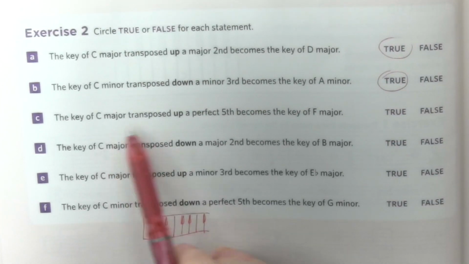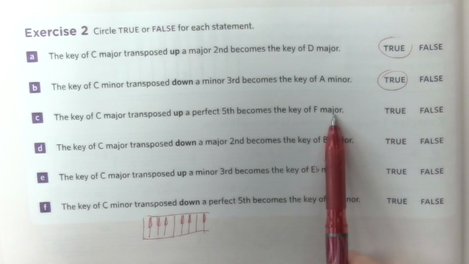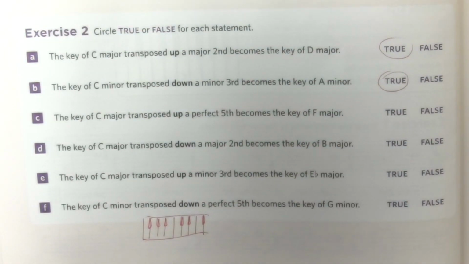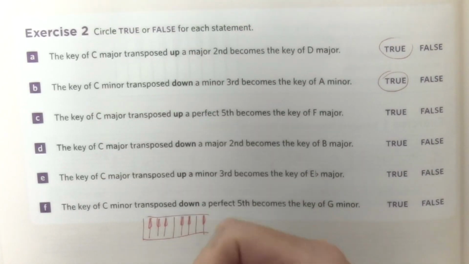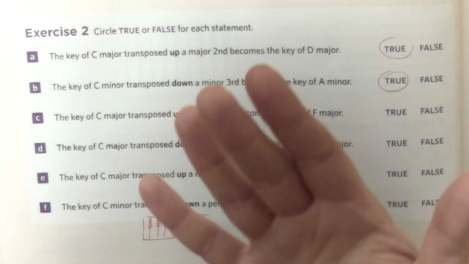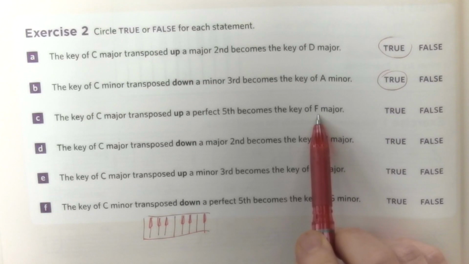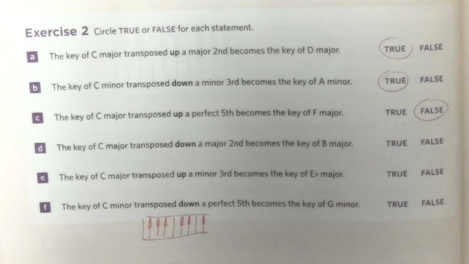C major, a perfect fifth up becomes F major. So let's count. C major, a perfect fifth up from C, do, re, mi, fa, sol is G major. So I'm afraid it's not F major. That is a fourth. So false.